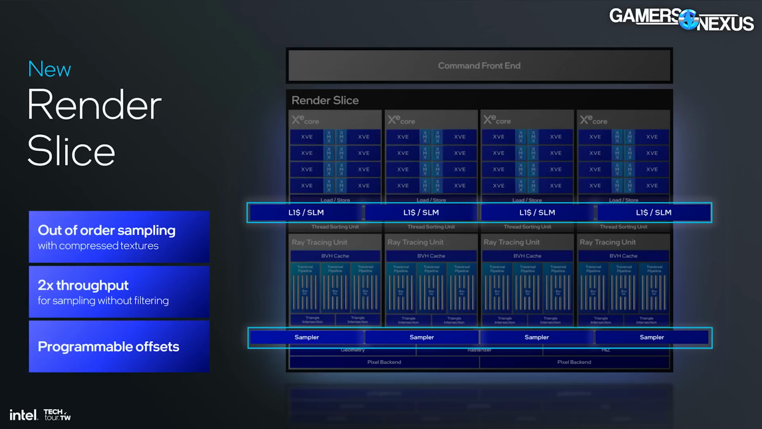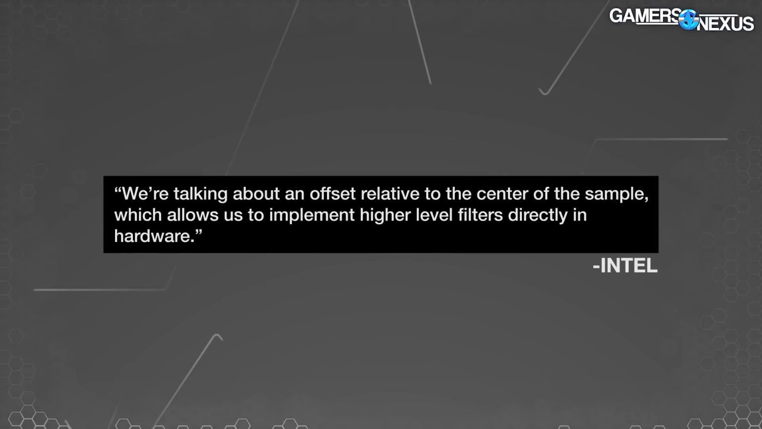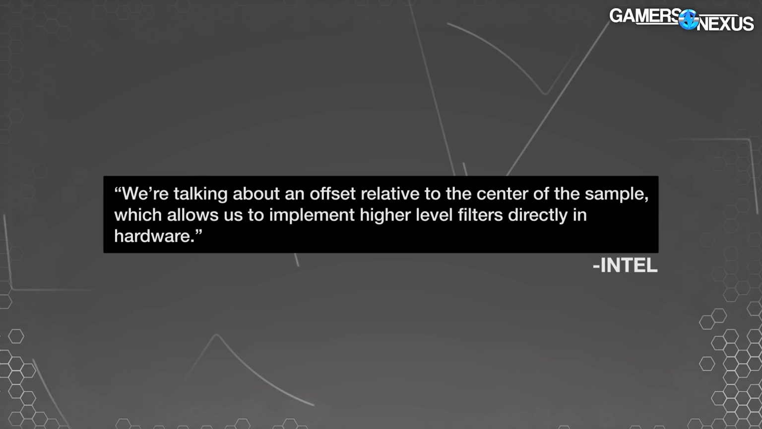Intel also said that out-of-order sampling improvement is necessary to be able to efficiently fetch compressed textures that reside in cache. Intel's approach to sampling is to pull large, sometimes multi-gigabyte textures from cache, and Intel says that it can fetch these more efficiently now. The company also noted programmable offset support, saying, quote, "We're talking about an offset relative to the center of the sample, which allows us to implement higher level filters directly in hardware."